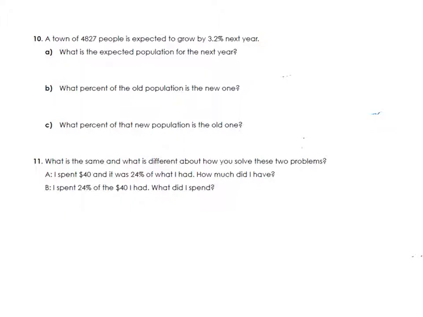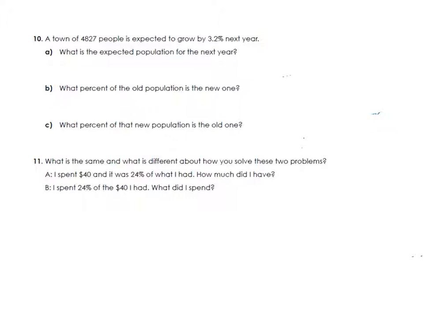So number 11, last question. What is the same and what is different about how you solve these two problems? A, I spent $40 and it was 24% of what I had. How much did I have? And B, I spent 24% of $40 I had. What did I spend? So this is actually kind of the central idea of what we've been doing in this, or one of the central ideas of what we've been doing in this homework assignment, and what you'll be doing in the practice handout that you've been given today.